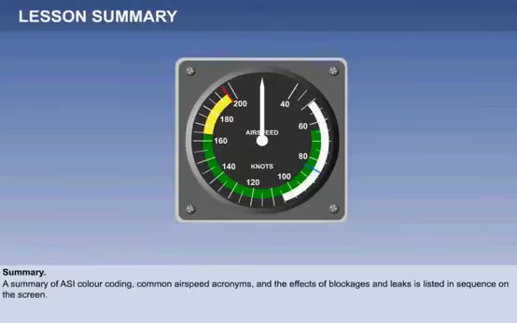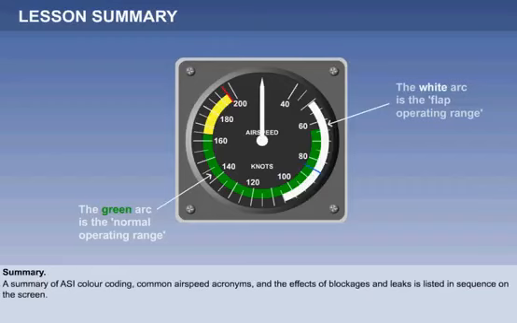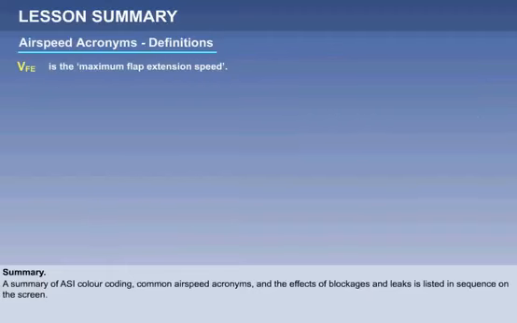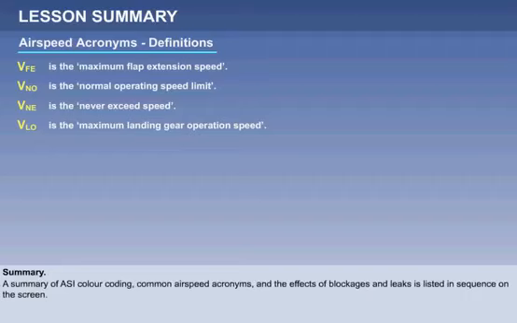A summary of ASI color coding, common airspeed acronyms, and the effects of blockages and leaks is listed in sequence on the screen. The white arc is the flap operating range. The green arc is the normal operating range. The yellow arc is the cautionary speed range. VFE is the maximum flap extension speed. VNO is the normal operating speed limit. VNE is the never exceed speed. VLO is the maximum landing gear operation speed. VLE is the maximum speed with the landing gear extended.